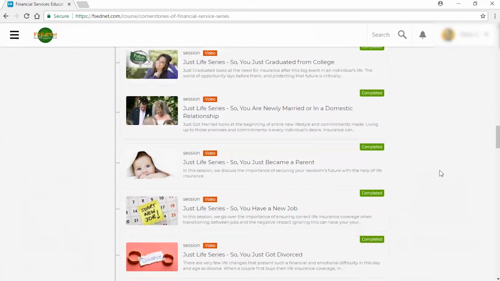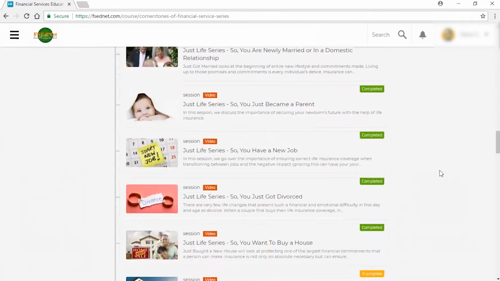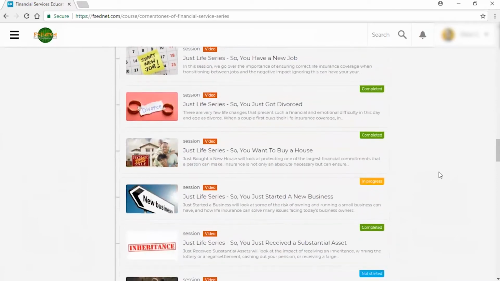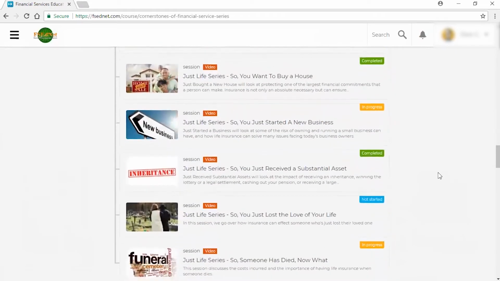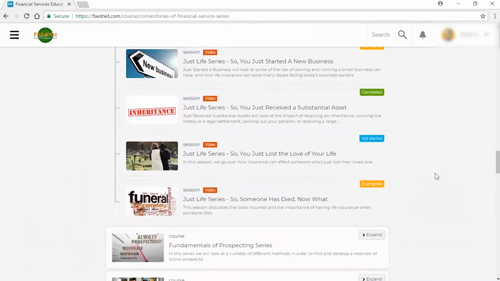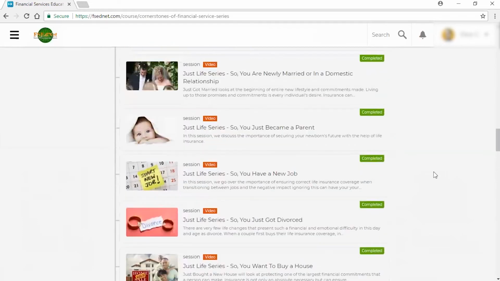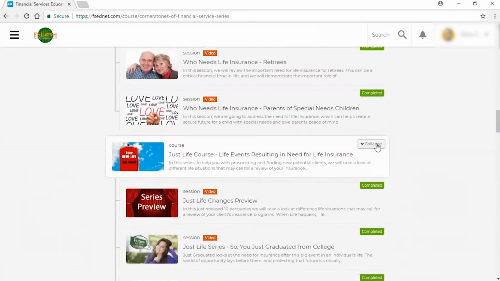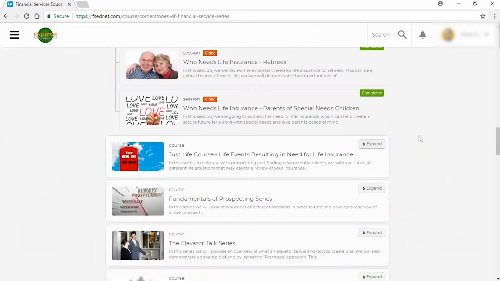We will also look at why those who recently got married, those who recently got a new job, just got divorced, bought a new house, started a new business, received a substantial sum of money, became a widow or widower, or someone close to them just died. Why, after a life event, all these people need life insurance.